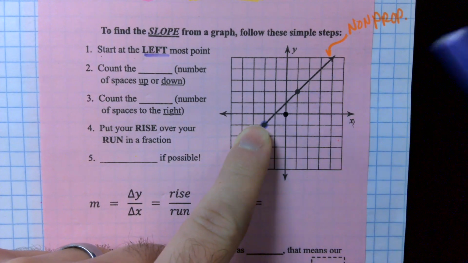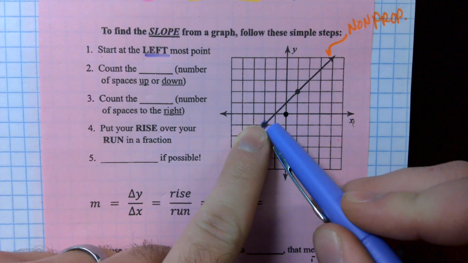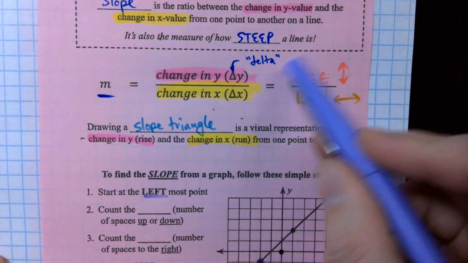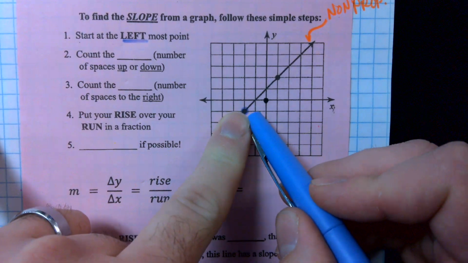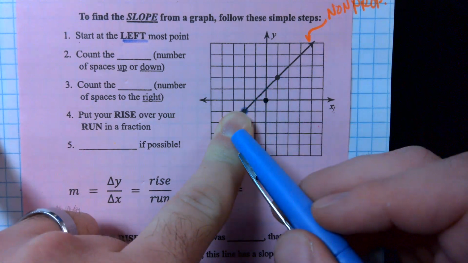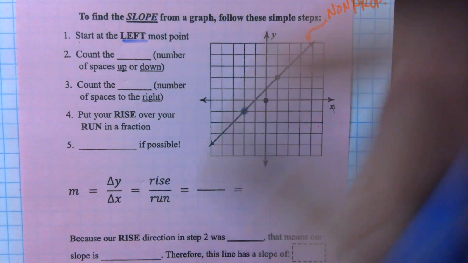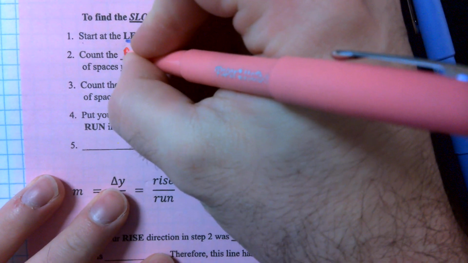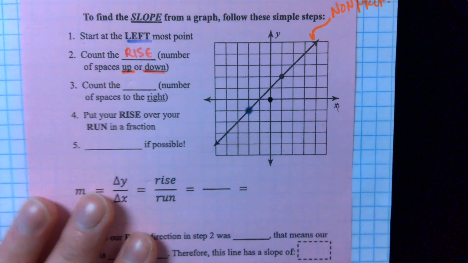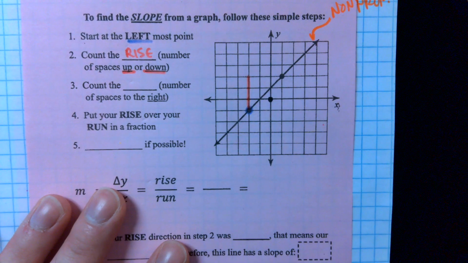So I'm going to start at this point, and I'm going to get to this point, right? My starting point, my ending point. My fraction over here is rise over run. So the first thing I want to do is rise. Starting at this point, if I want to end up at this point, does it look like I'm going to be rising up or down? I'm going to be rising up. So the first thing we're going to do is count the rise, the number of spaces up or down. 1, 2, 3.